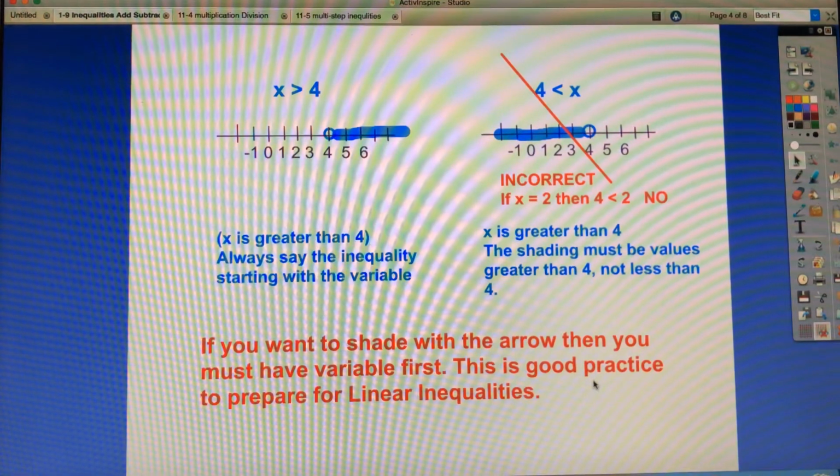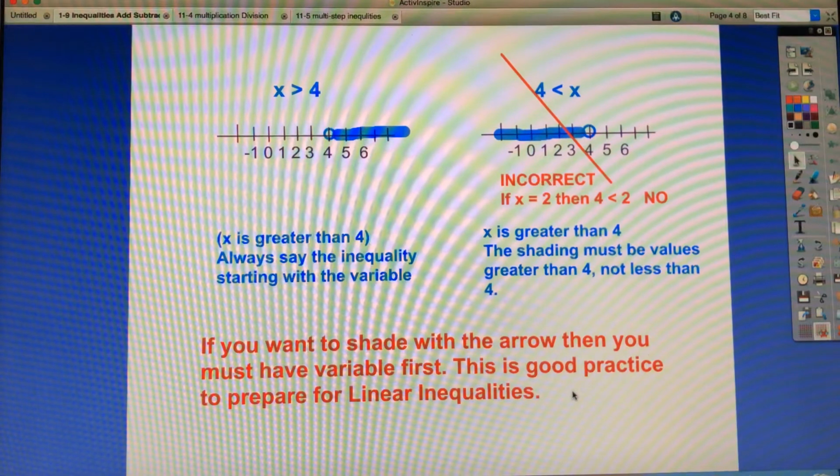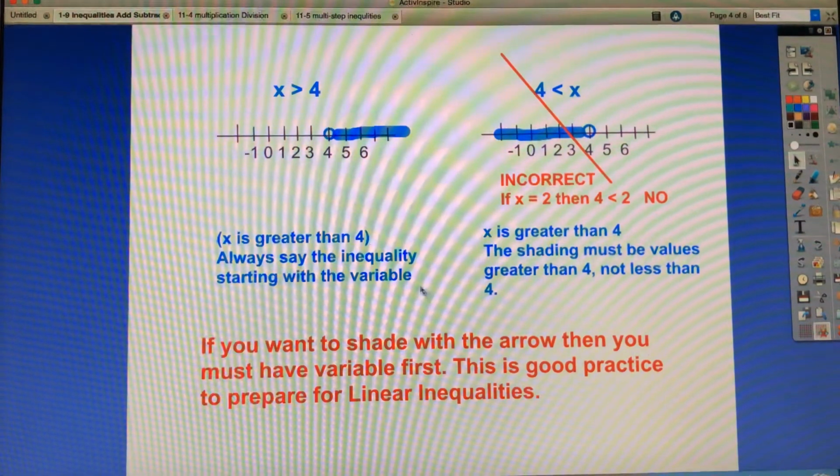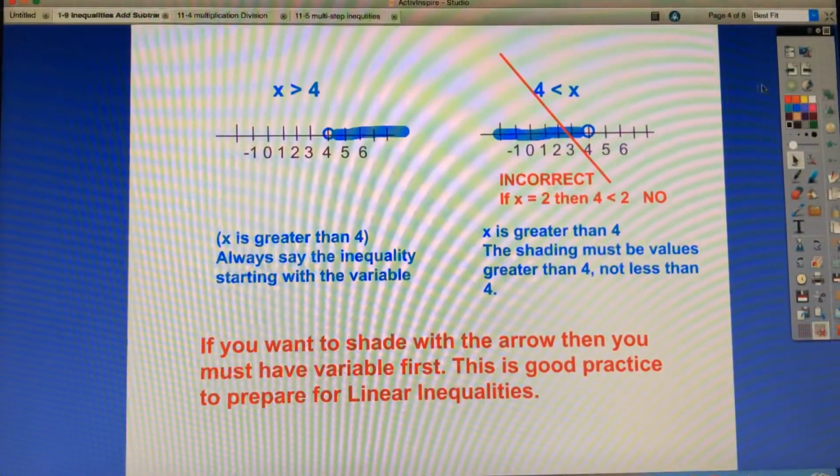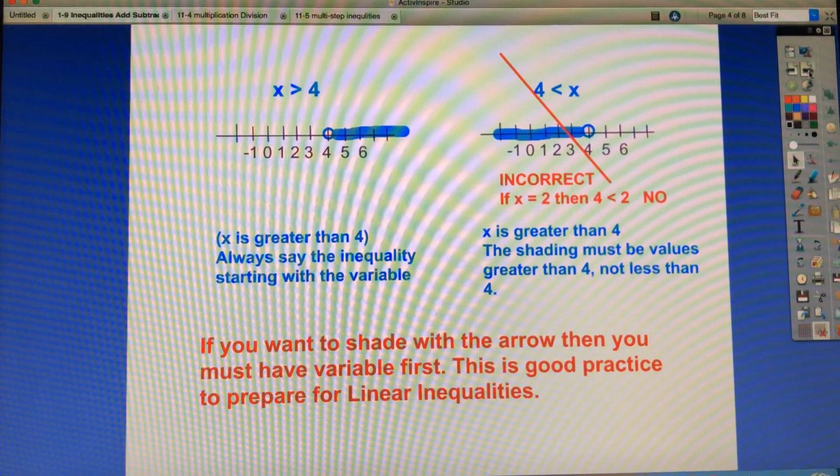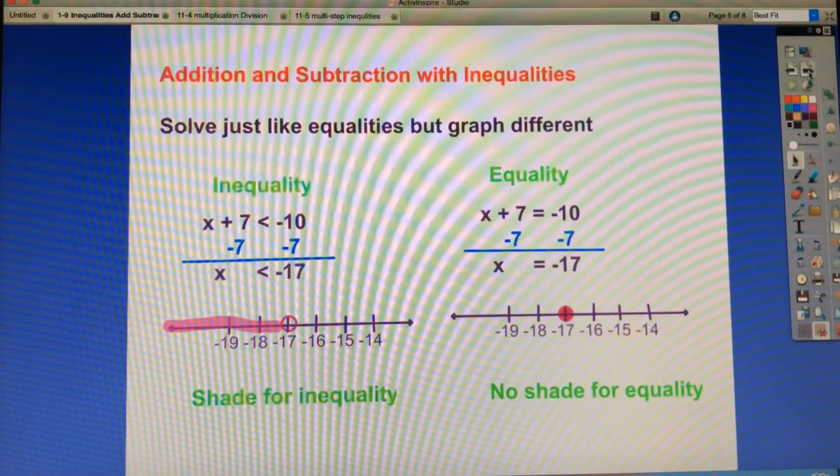This is a good practice. It'll also prepare you for linear inequalities. We already did linear equations where we graphed a line. But guess what? You actually can graph an inequality. It just requires shading, but we will get to it.